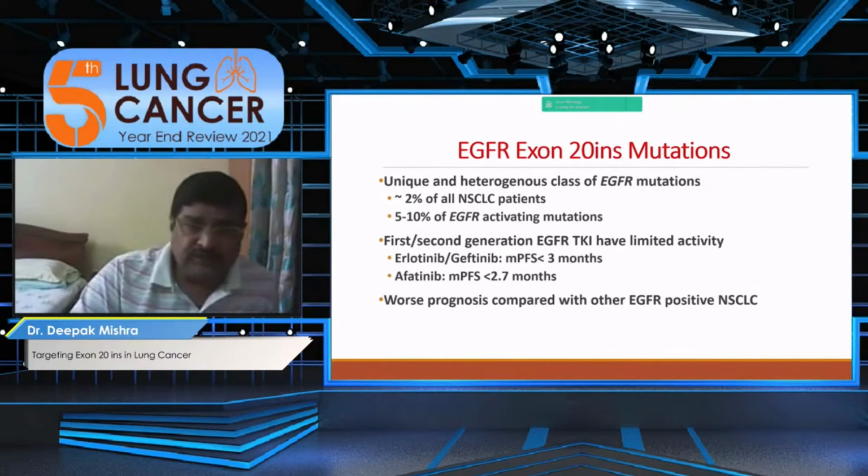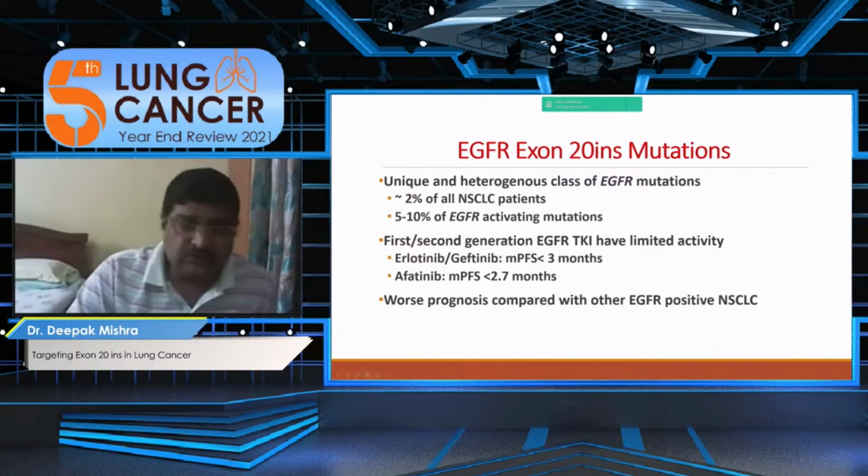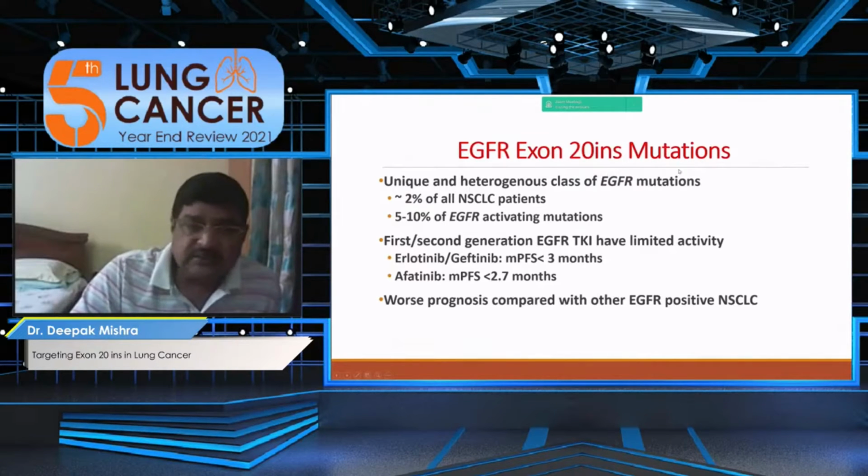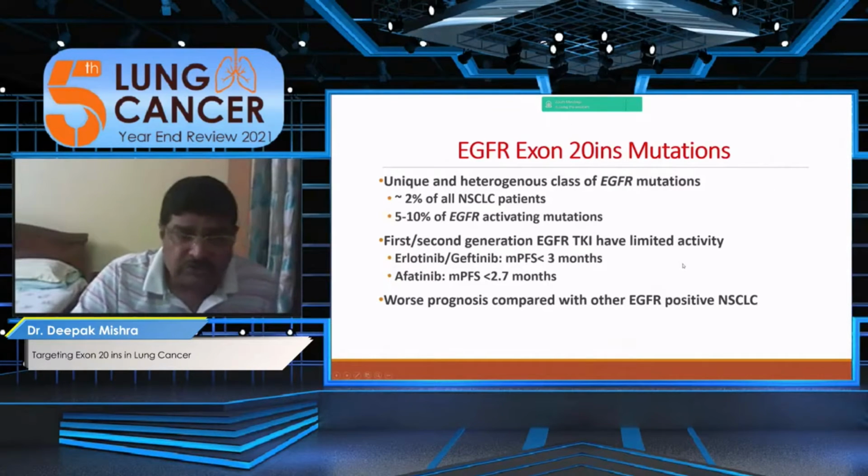So if you come to the EGFR exon 20 insertion mutations, which is a unique mutation, quite heterogeneous in its class, and constitutes approximately 2% of all non-small cell carcinomas of the lungs. And 5 to 10% of this is actually the EGFR activating mutation. So amongst all mutations, 5 to 10% are the exon 20 insertion mutations. And of all the non-small cell carcinomas, 2% are these exon 20 insertion mutations.